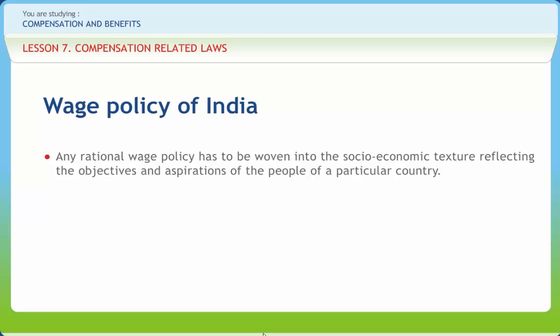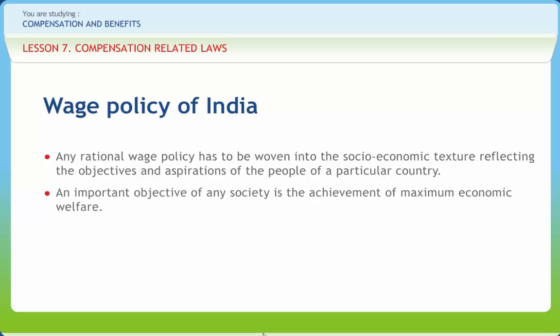Any rational wage policy has to be woven into the socio-economic texture, reflecting the objectives and aspirations of the people of a particular country. Formulation of rational wage policy has always been one of the most significant social or political demands. Initially, as an economic issue, it was mainly the concern of the employer. The state was adopting a laissez-faire policy, but with the industrial progress and subsequent imbalance between employers and employees, wage bargain has become a matter for the threefold concern of the employer, employee, and the state.